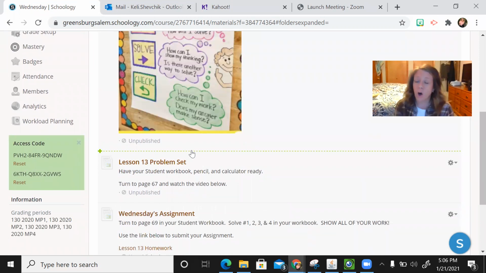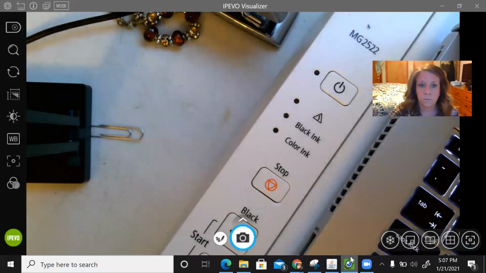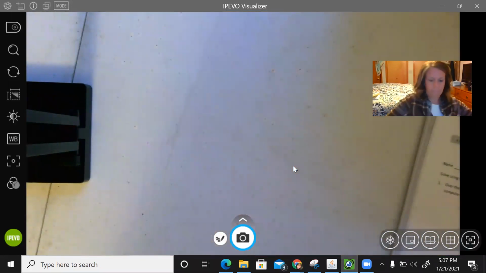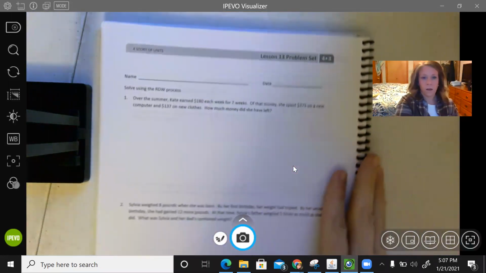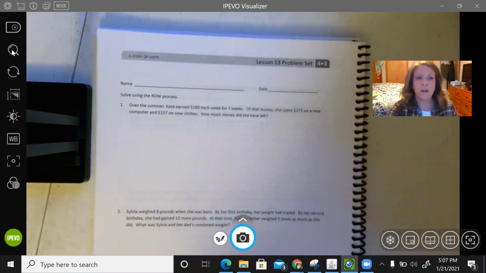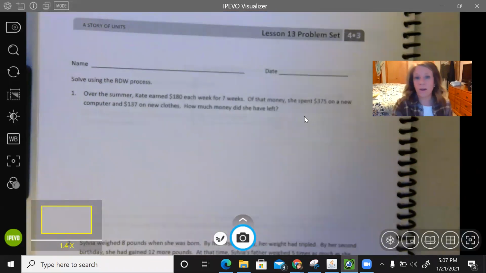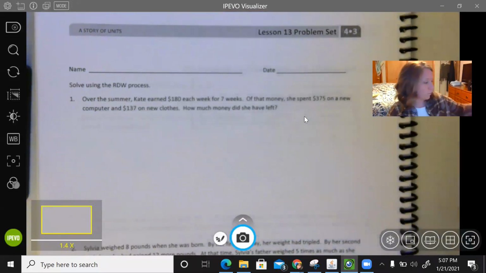Okay, the next thing on our math to-do list today is the lesson 13 problem set. You're going to turn in your student workbooks right now to page 67. I'll give you a minute. In the directions for today, it said to have your student workbook ready, a pencil, and a calculator.